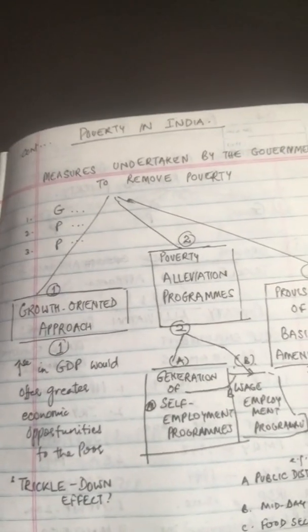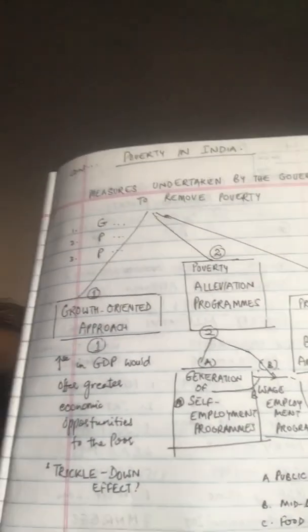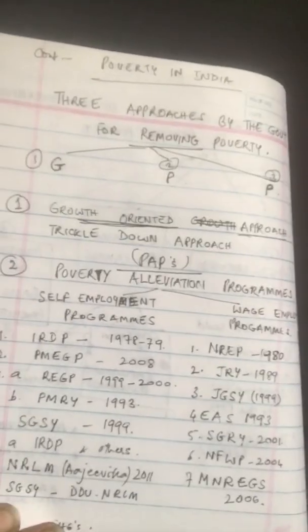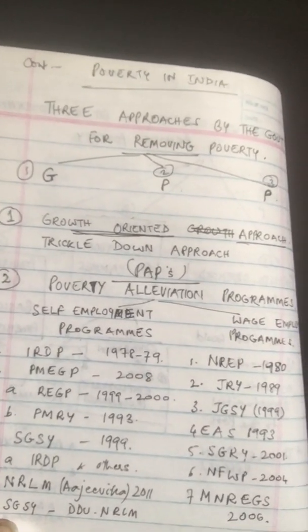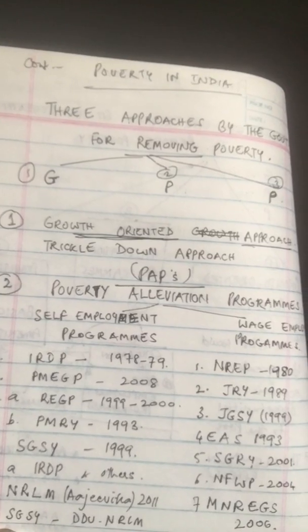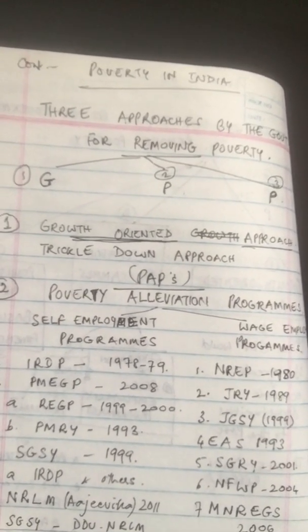So these were basically poverty alleviation programs, which we can divide into what is known as the self-employment programs and the wage employment programs. So you can have a look at this and see when they were launched over the 5-year plans during the planning period. Now for example, let's just divide into two parts. Self-employment programs. So at a glance you can see.